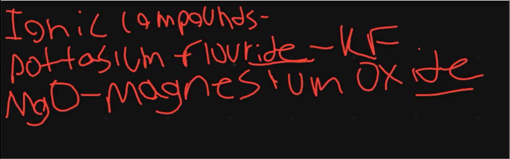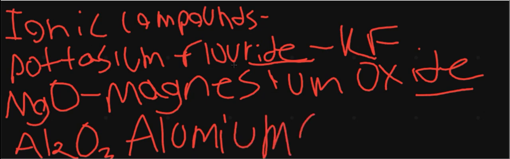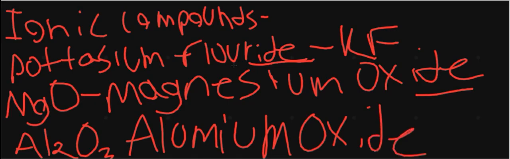Another one, a more complex one, would be aluminum 2 oxygen 3. This is written as aluminum oxide. So no matter the amount of elements in one molecule, it does not change the name, at least with ionic compounds.